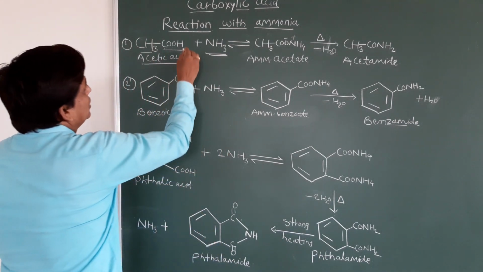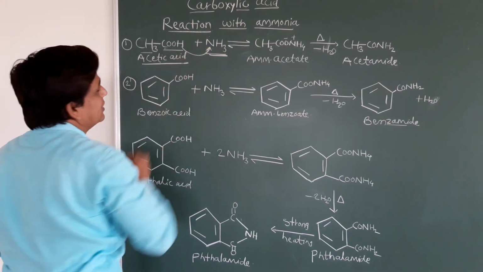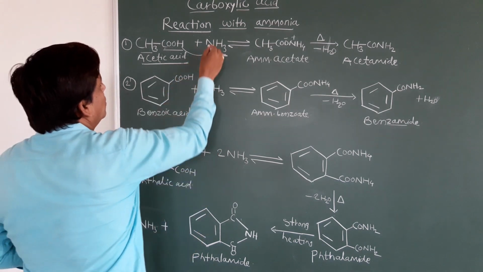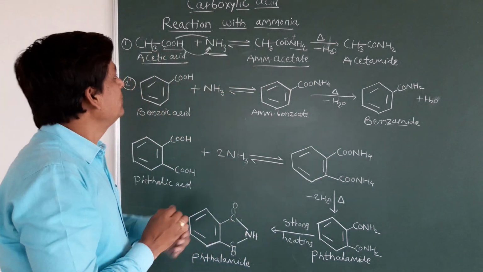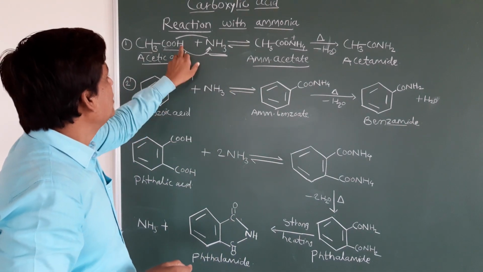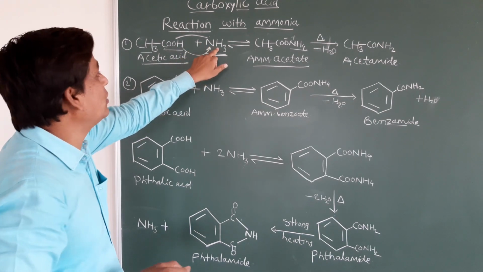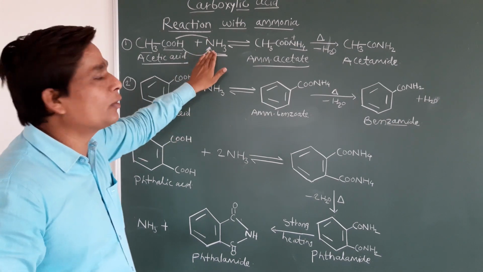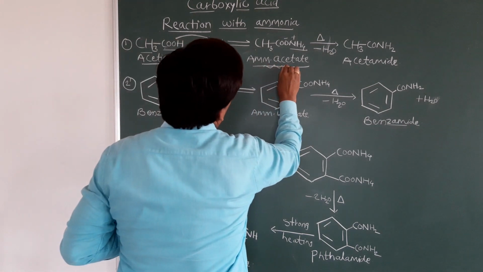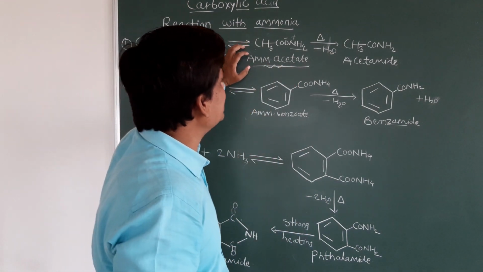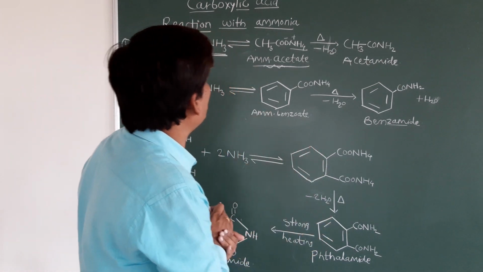What happens first? This ammonia has a lone pair of electrons, so it can abstract the proton toward itself and forms NH4, and this whole NH4 group gets attached. Like this we get ammonium acetate. How do we get ammonium acetate? From the acetic acid, one hydrogen is attached to the ammonia, converting it into NH4. Ammonia has a lone pair of electrons, so it abstracts the hydrogen and forms ammonium acetate. Now clear? This ammonium acetate undergoes decomposition, which means on heating it loses water molecules.